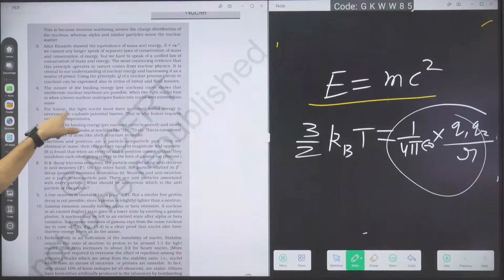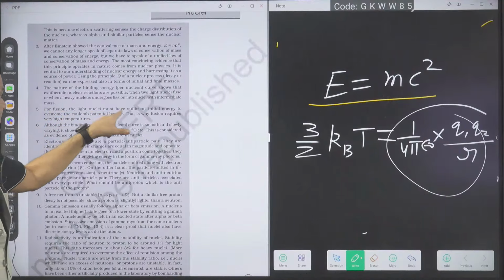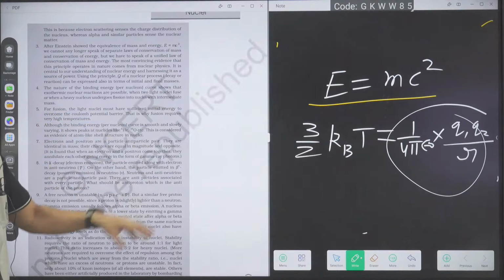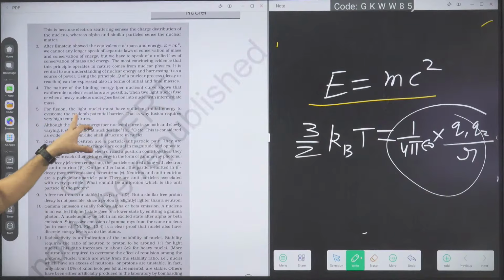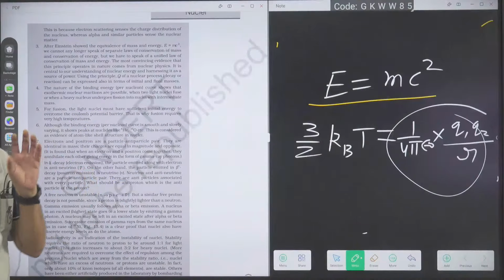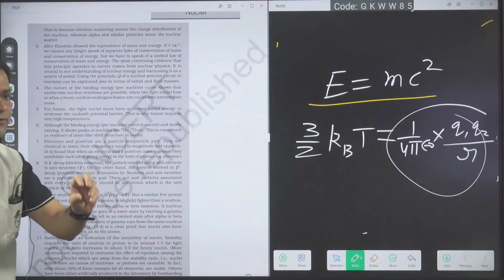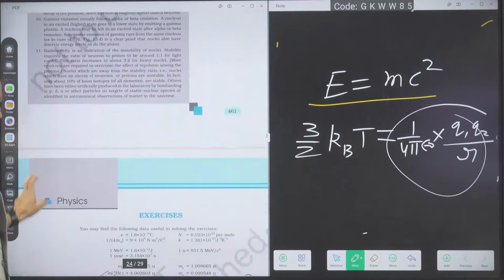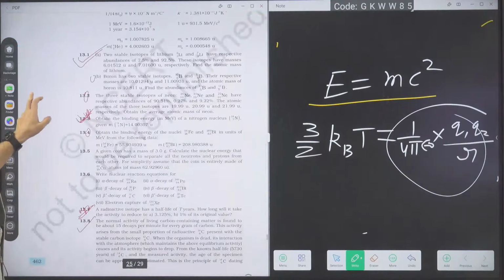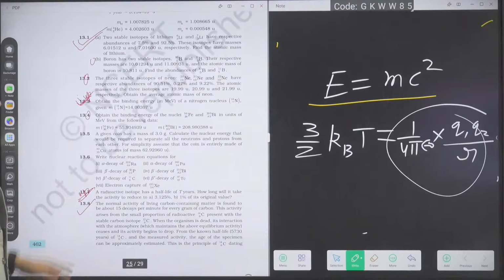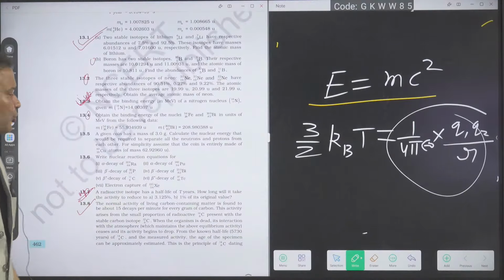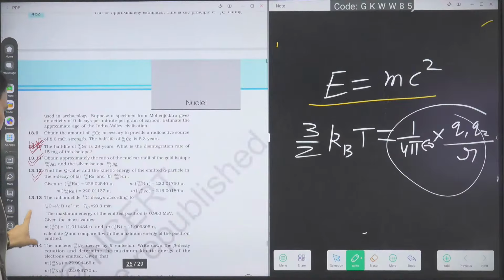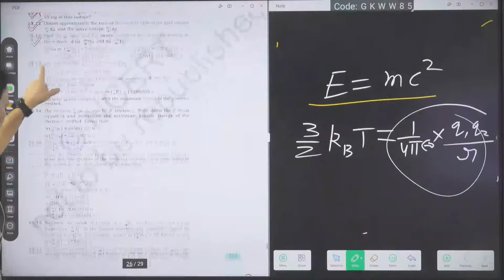This is also about fusion. I said that in fusion, the light nuclei must have sufficient initial energy to overcome the Coulomb potential barrier. Coulomb barrier is the repulsion force between them. To overcome the repulsion force, we need high kinetic energy. This question you will solve. Most of the questions are the same, like we have to calculate the mass defect and find the energy. One question is there that you will solve, and if you have any doubt then you can ask also.